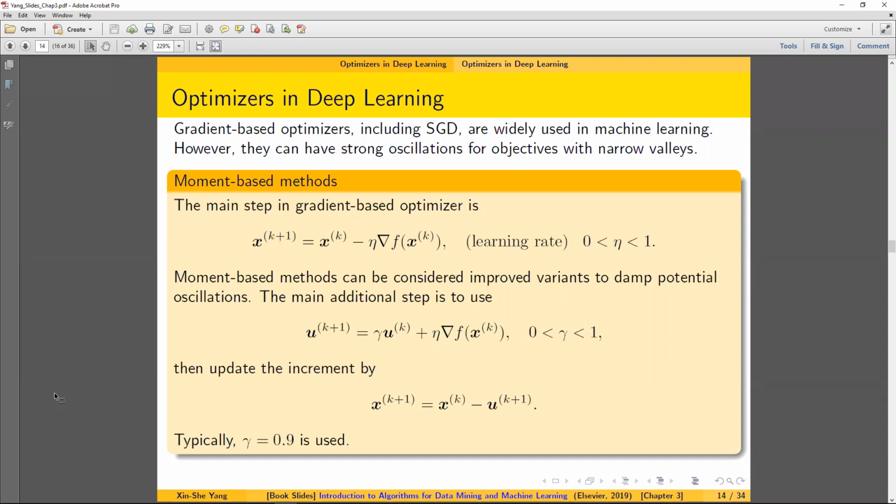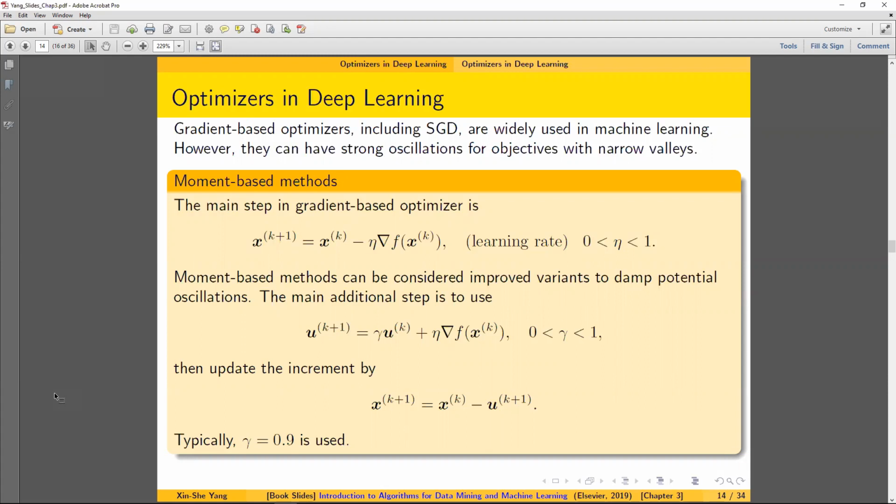Gradient-based optimizers, including the stochastic gradient descent algorithm, are widely used in machine learning. However, they can have strong oscillation for objectives with narrow valleys. Just be aware of this. The same thing as you saw previously. The main step in a gradient-based optimizer is to update the previous solution with the gradient and come back with a current solution.